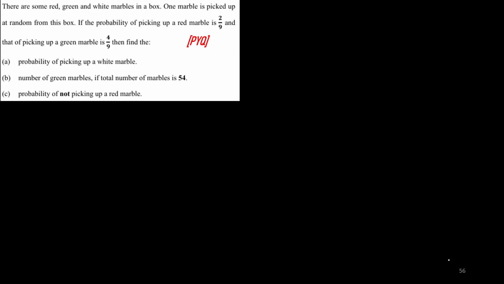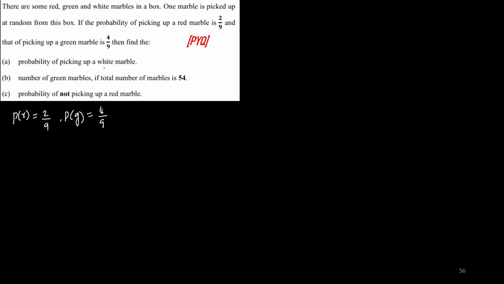Think how you can solve this. There are some red balls and green and white marbles in a box. One marble is picked up at random from this box. The probability of getting a red marble is 2 by 9, and the probability of getting a green marble is 4 by 9. Then find the probability of picking the white marble.